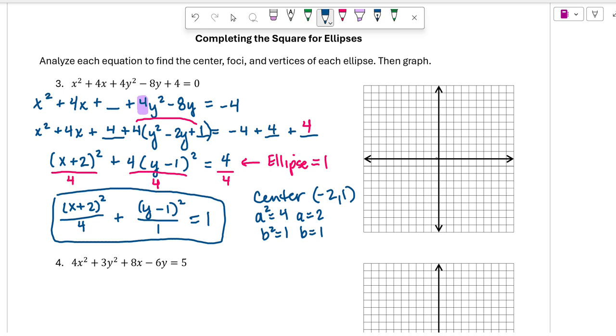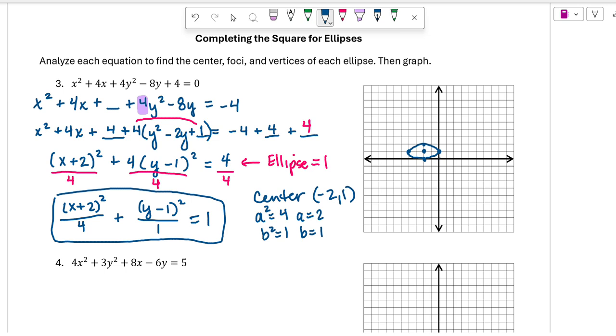Okay, so let's go to the center, negative 2 comma 1. And then we're going to go left and right a. So go positive and negative 2. And then we're going to go up and down 1. That was the minor axis. So we can graph this ellipse without doing any Pythagorean theorem or anything. That's what it looks like.